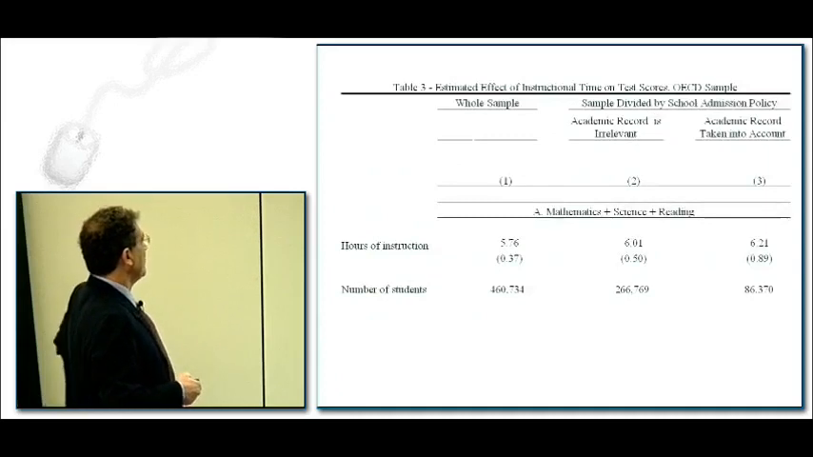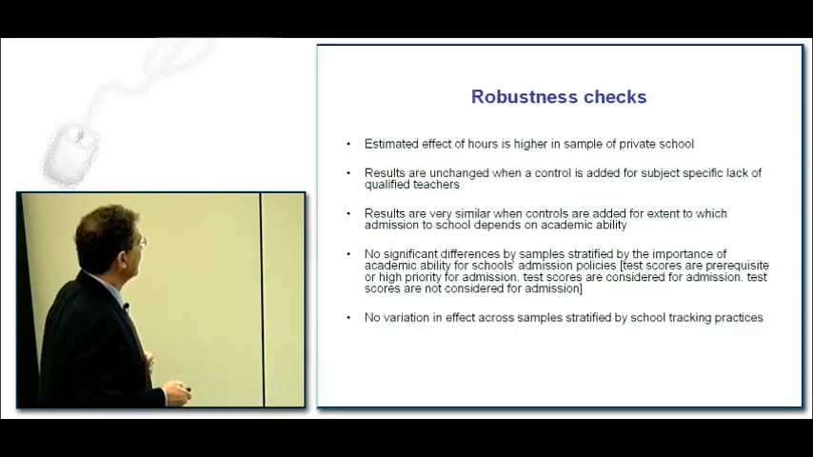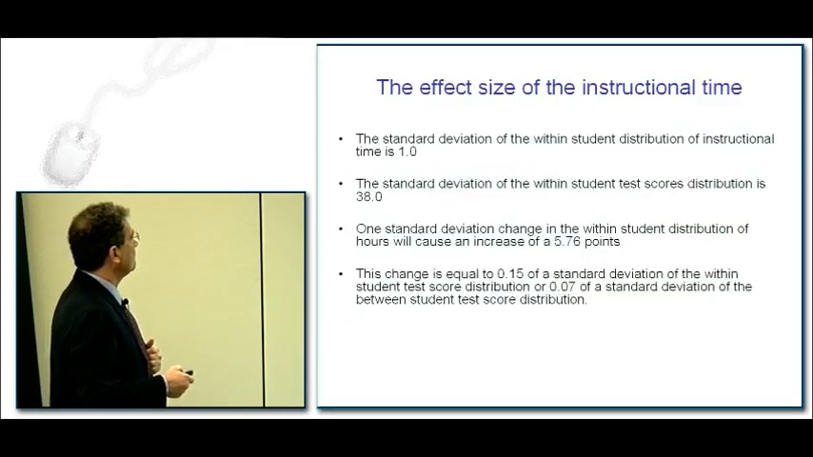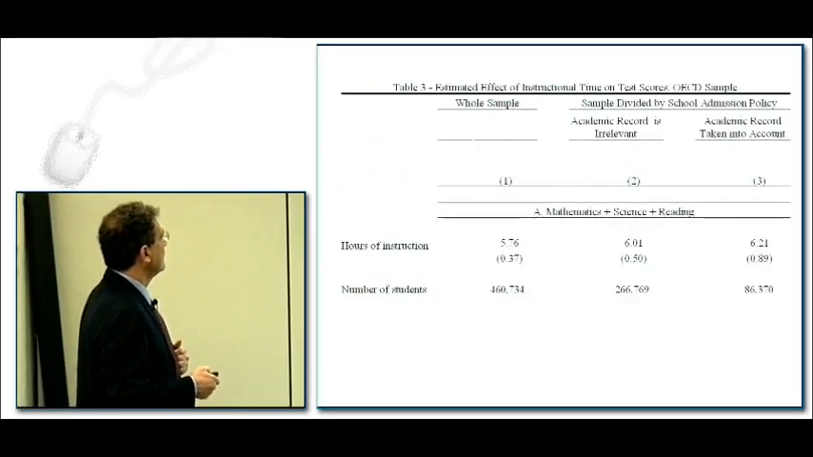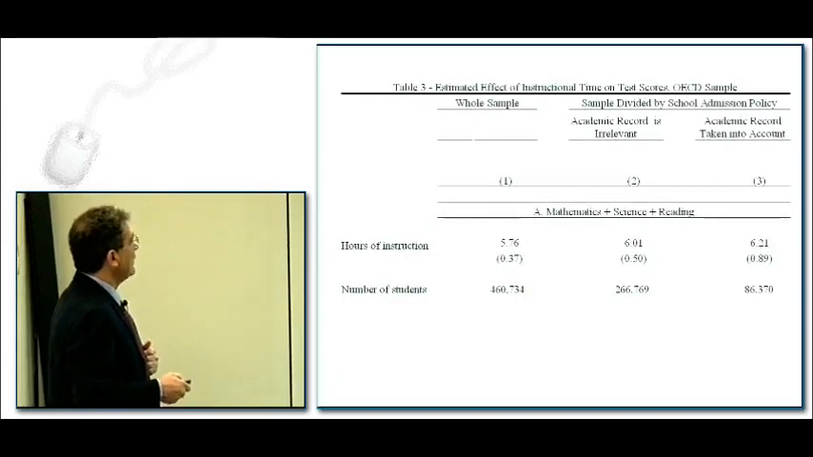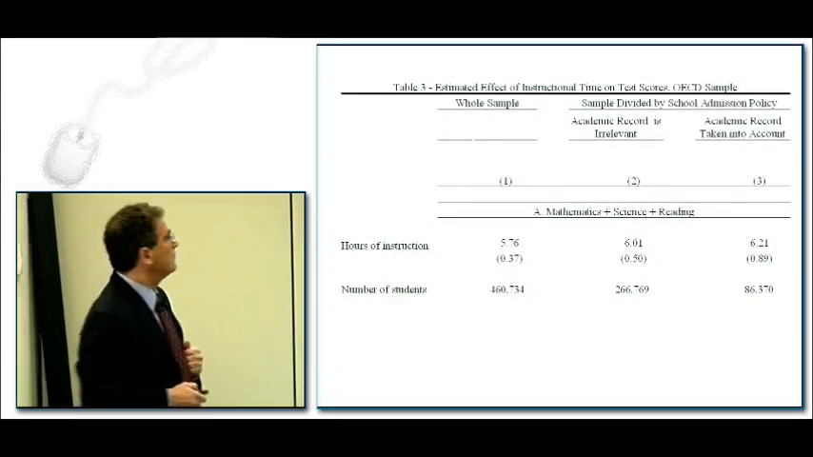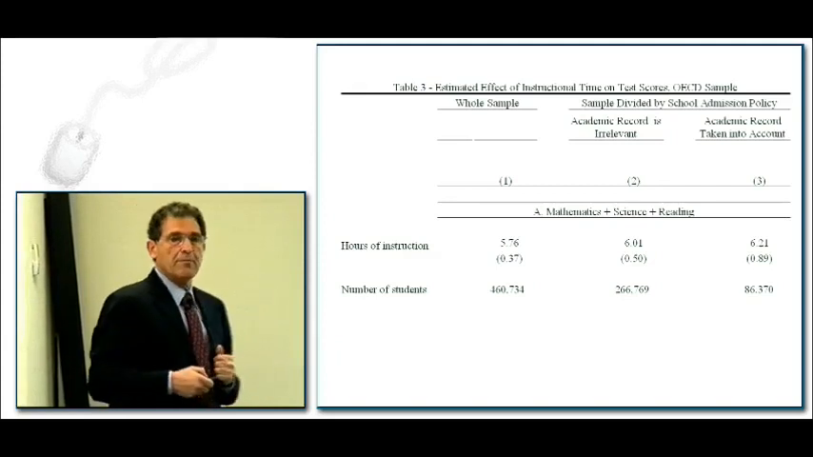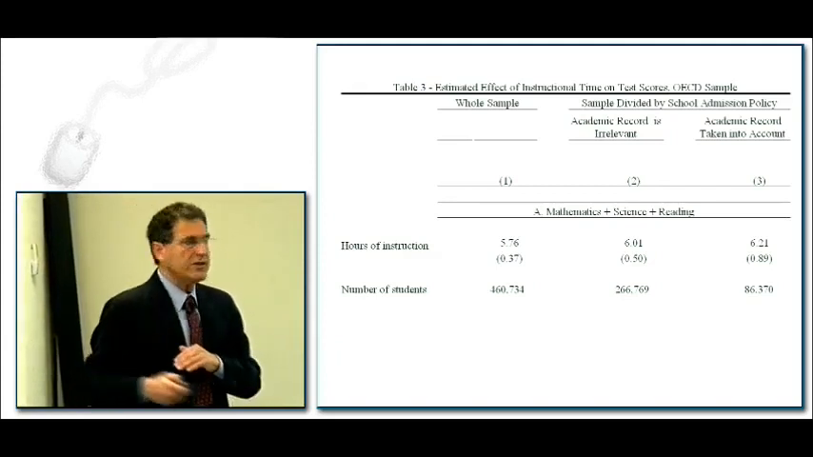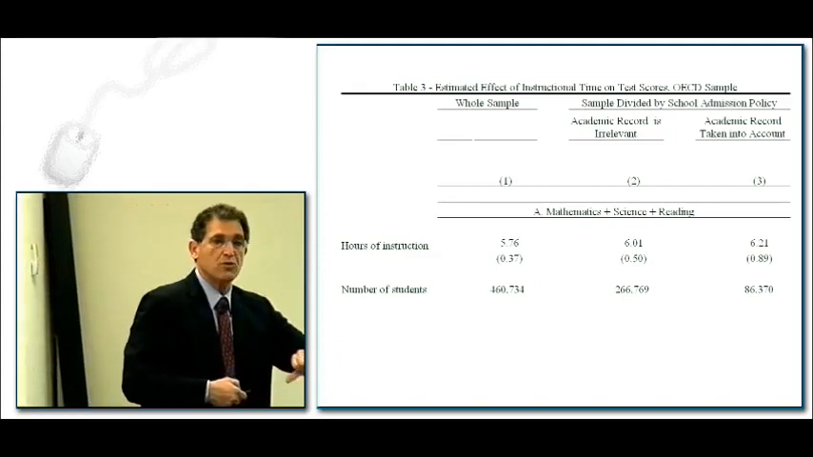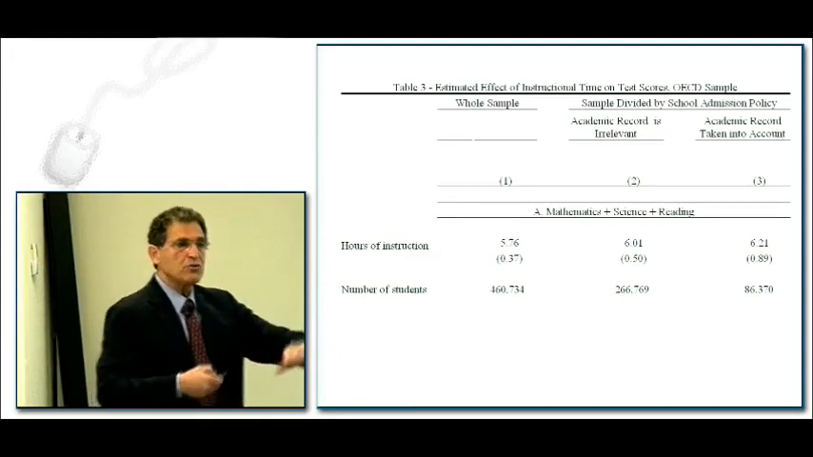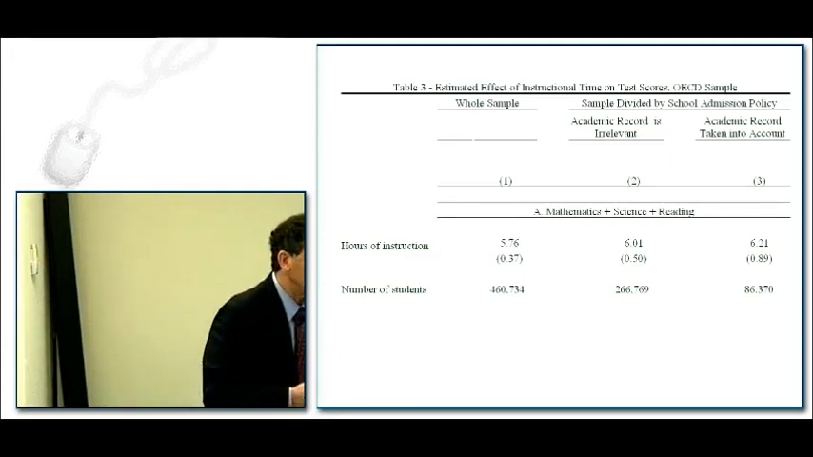I skipped the table here. Maybe I'll get to the private one. So let's go to this one. Okay, so this is for the whole sample. This is for schools where admission policy doesn't take into account the previous test scores of students. So there is no selection of students by the schools. Schools do not choose students into the school based on test scores.